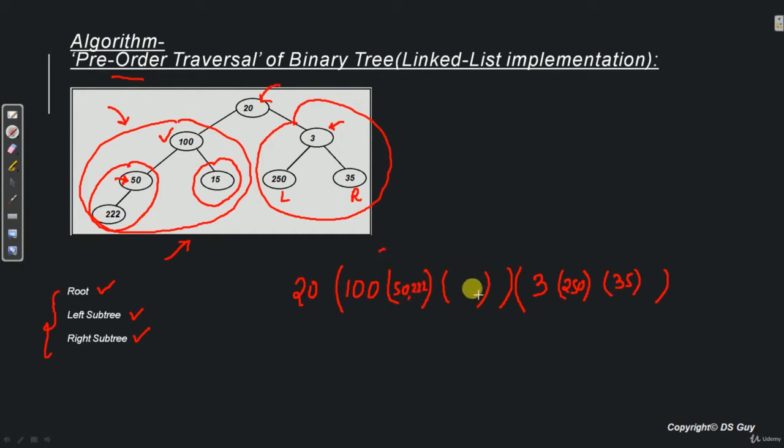Now what is the right subtree of the tree rooted at 100? So if you see this diagram, the right subtree is 15 for root 100. So we put 15 over here. So this is how we have successfully done a pre-order traversal of this binary tree. So what we see here is 20, then 100, then 50, 222, 15, 3, 250 and 35. Fine. Now let's see how the algorithm for this traversal looks like.